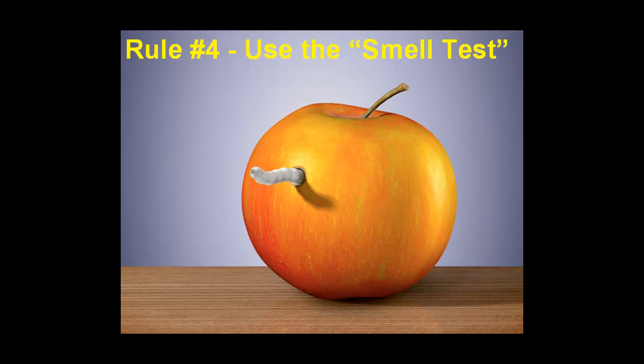Rule number 4 is to use a smell test. Right? You want to give those projected cash balances a smell test. And it's a quick way I use to make sure everything smells right. It's a way to check that nothing unusual or unexpected has made its way into your numbers.